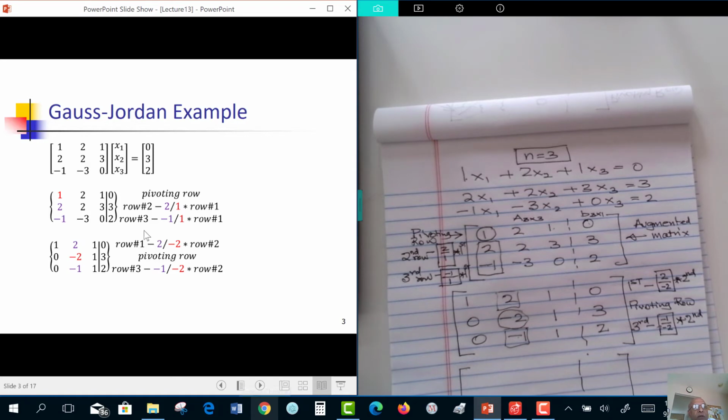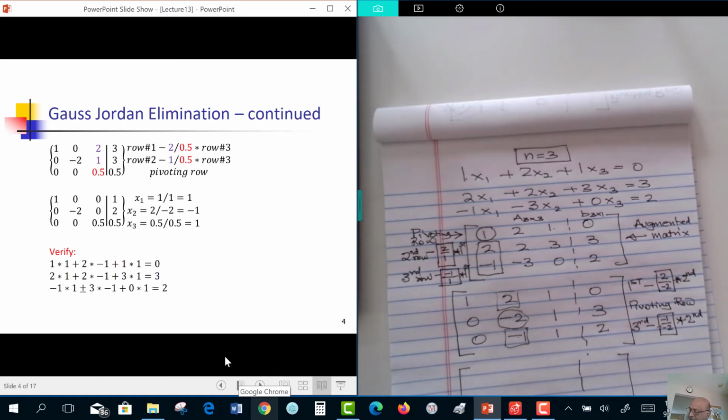So this is what I wrote in a colorful way. So let's see our result. So second row remains unchanged. First row and second row we add. That's what this means. This says we subtract half of second row from third row.